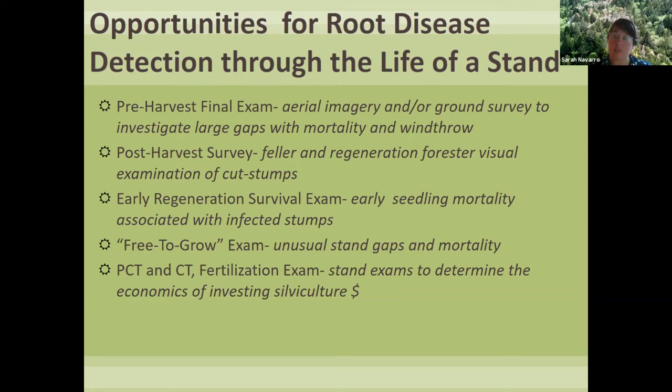So as I mentioned, with the cut stumps and the staining, look to your feller or regeneration forester to do visual examinations of those cut stumps and look for the staining or decay as well. And when you're doing early regeneration survival exams or stocking surveys after planting, look for early seedling mortality associated with those infected stumps, because as we mentioned, that root-to-root contact from infected stumps to live trees is the way that these root diseases are able to survive and perpetuate on the landscape.